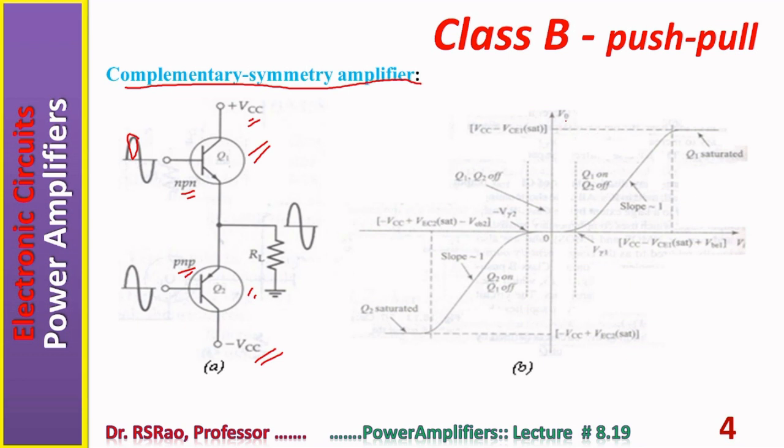In B is shown output versus input. During positive half cycle, Q1 is on, Q2 is off. So this is on. Q1 amplifies the positive half cycle, Q2 amplifies the negative half cycle.